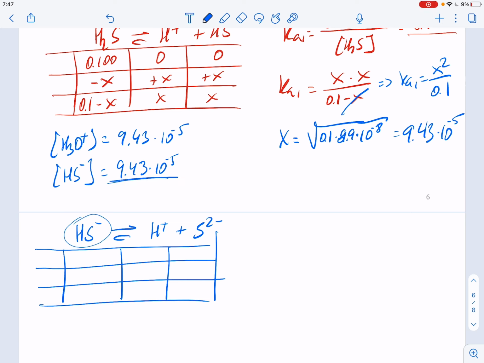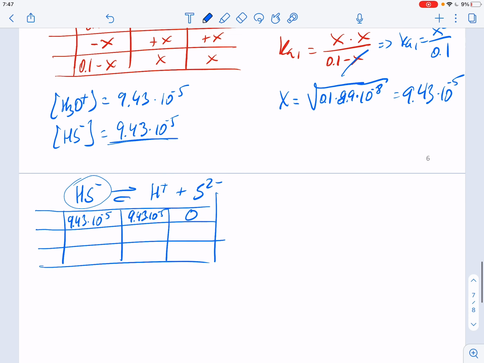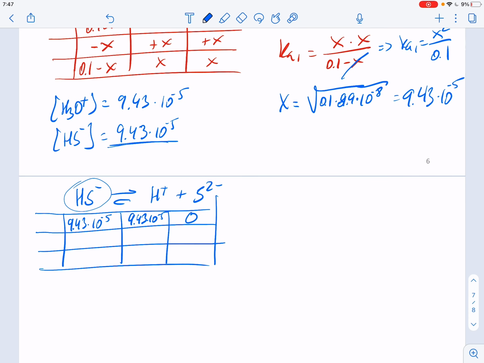Well, it's this concentration, 9.43 times 10 to the negative 5. Now, the initial concentration of H plus is also 9.43 times 10 to the negative 5. But the concentration of sulfide is just 0. You didn't have anything to begin with. It's an acid equilibrium, so the change for the acid is minus x, for H plus it is plus x, and for sulfide it is plus x.